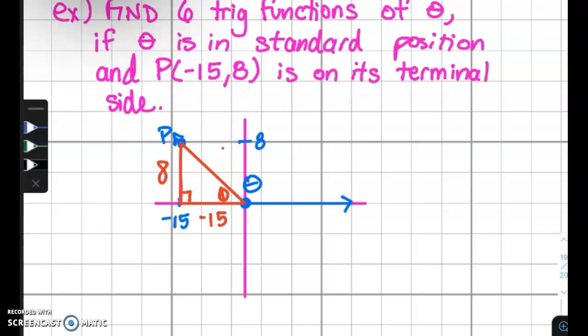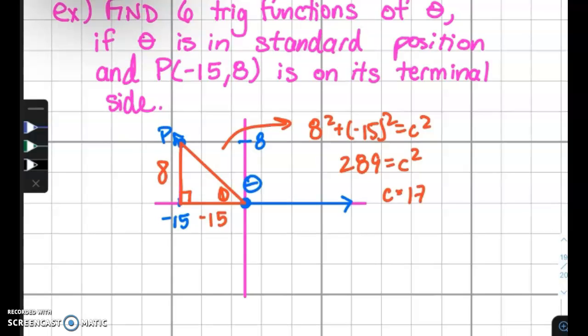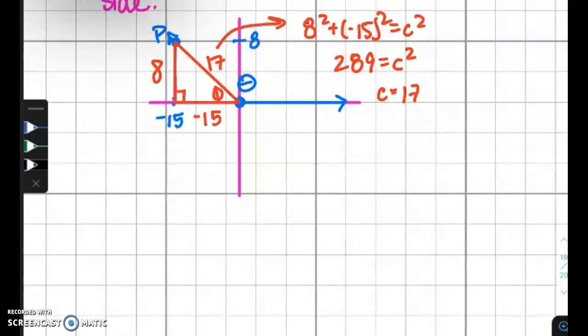And if I do the Pythagorean Theorem, I can get my hypotenuse. So 8 squared plus negative 15 squared equals c squared. So if we do that, we're going to get 289. The square root of that is 17. So I get 17 for the hypotenuse. And now we use the red triangle to find the 6 trig functions of theta.